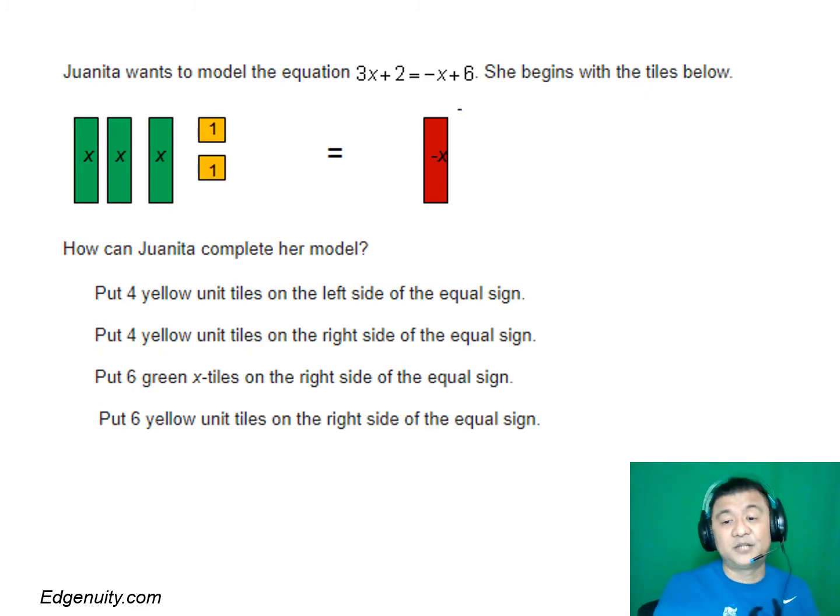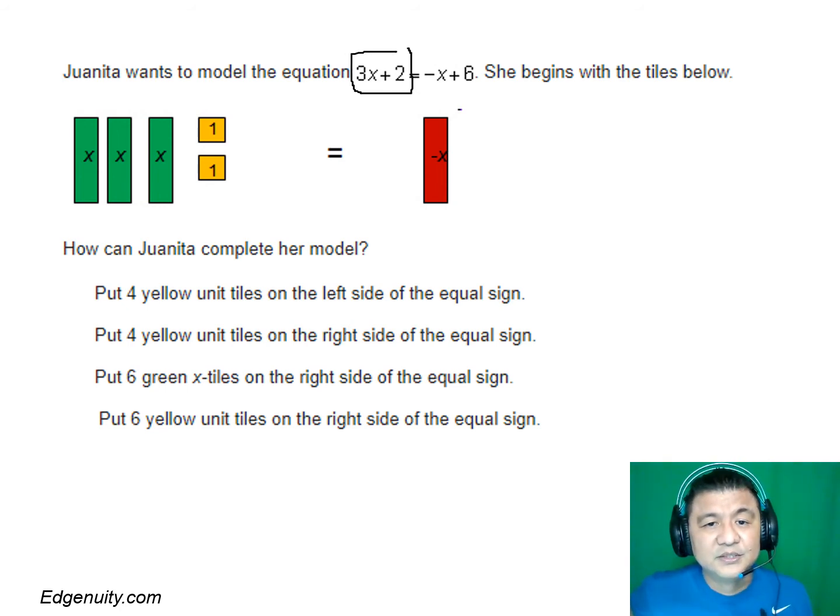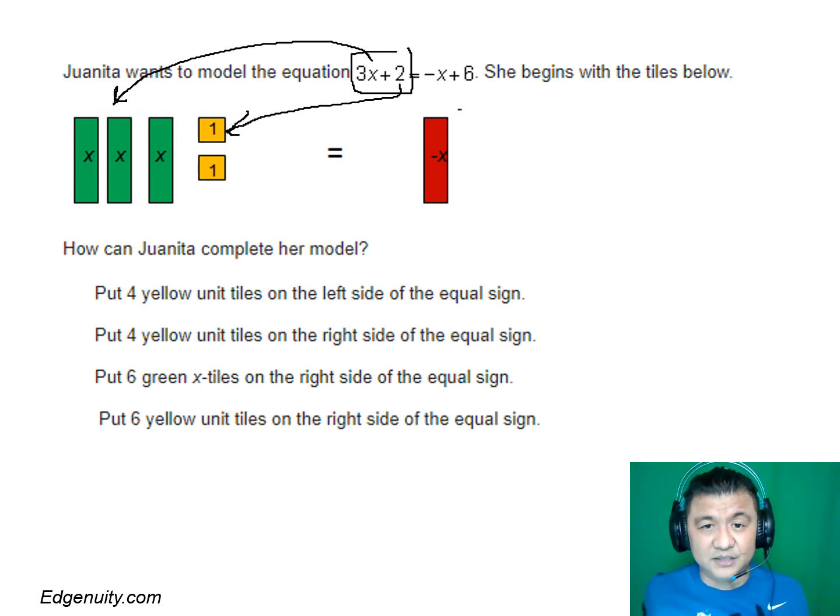Now, let's try some modeling. In Edgenuity, you will see some modeling. So how do I model all of this into concrete algebraic pieces? 3x's: there are 3 rods, and each of those rods is a value of x. So there are 3, so 3x. Plus 2: the plus 2 are the 2 single yellow bars. On the other side, there's a negative. Every time there's a negative x bar, it's always a red. The negative is a red, so it's the same size as the x, but it's negative. But it has a plus 6.